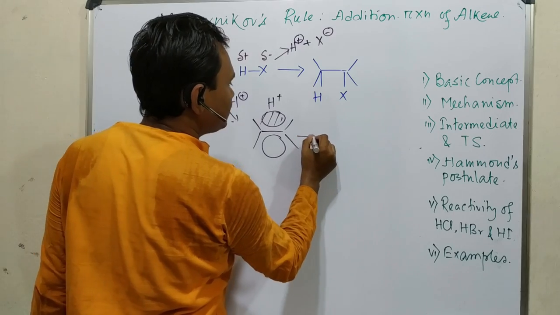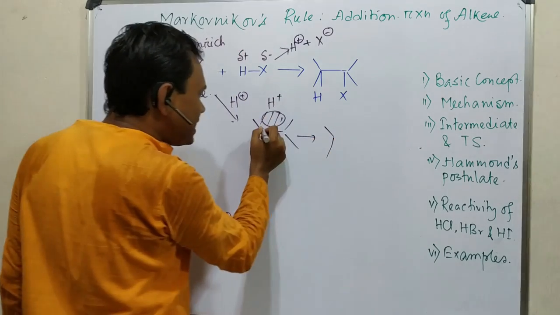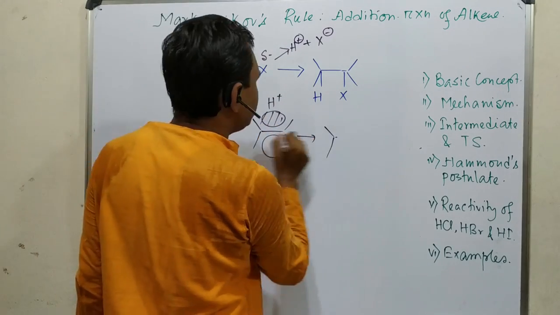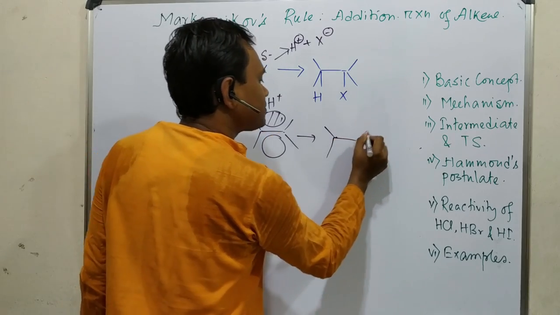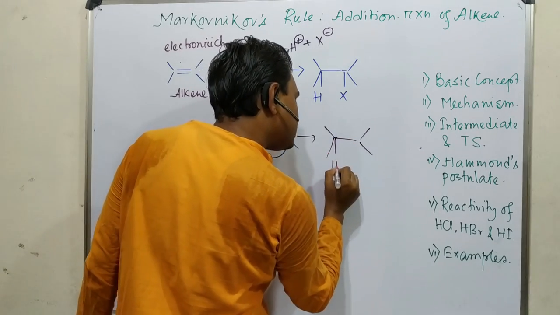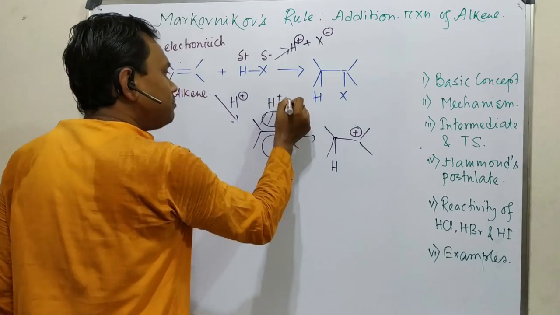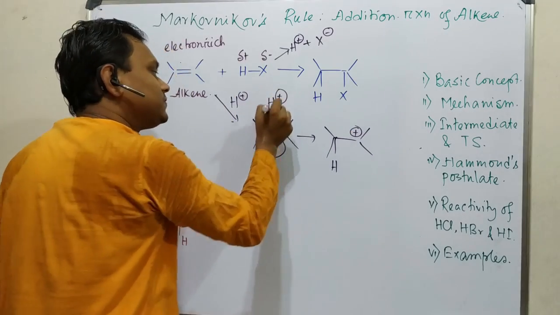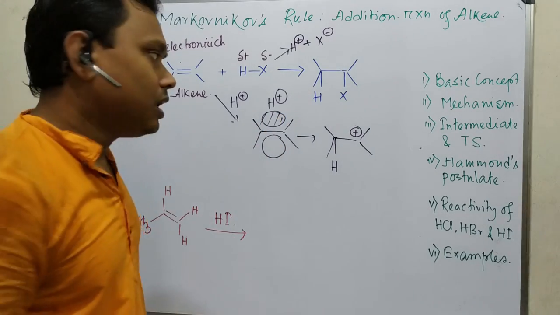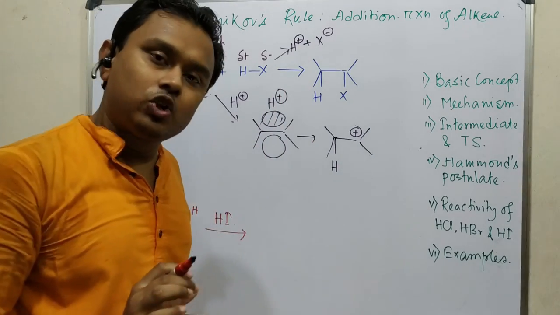After that, what will it result in? If this H forms a bond with any of these carbons, let's take this one, then a plus charge will come here. Why? Because this is a proton, a positive charge attached to a neutral molecule. So the overall charge of the material will be positive.